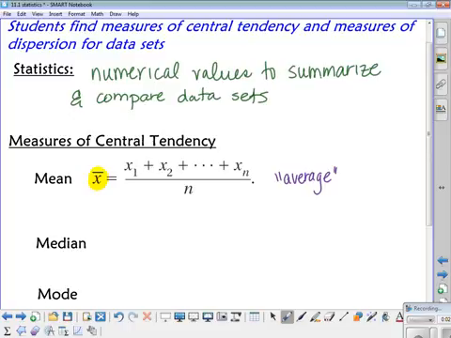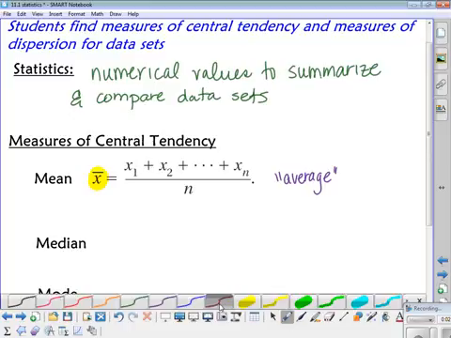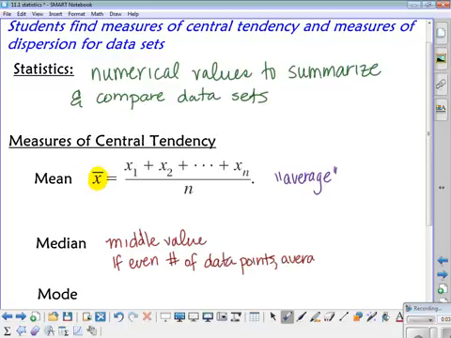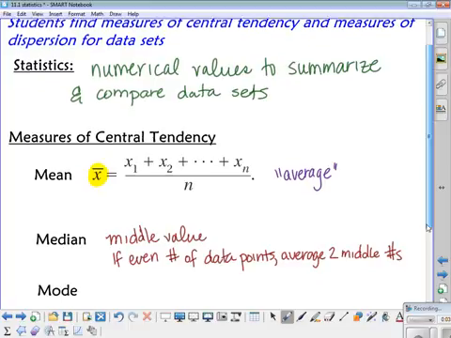So do you really need to write the equation for your notes? Probably not, yeah. All right, and then we said that the median was what? It was the middle value. And what do I do if I have an even number of data points? Add what up and divide by 2? Take the 2 middle ones, right. So if you have an even number of data points, then you average the 2 middle ones. And then finally the mode was the one that occurs most often.